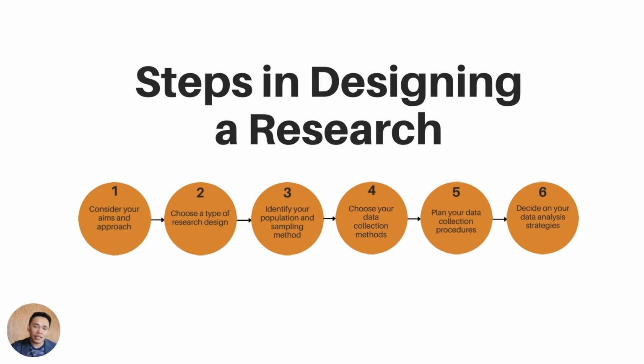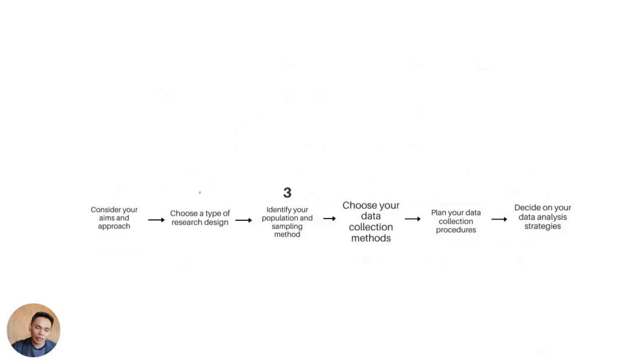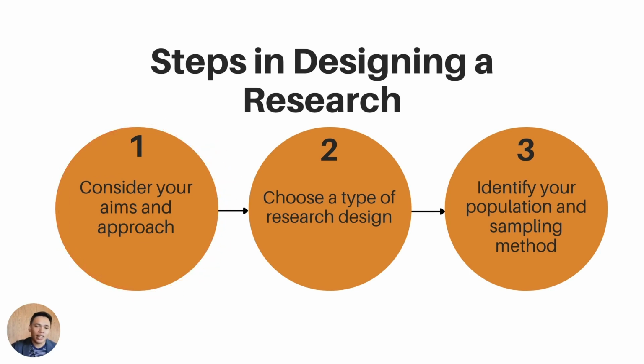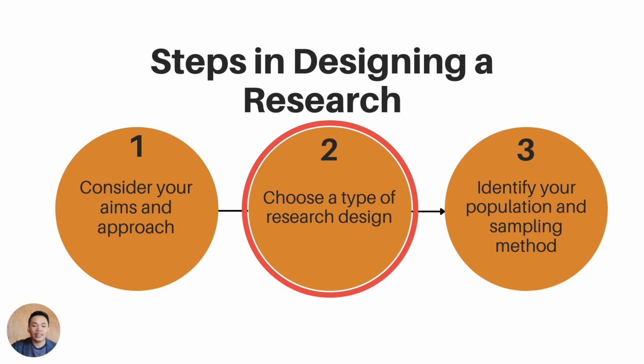But how do we design good research? The following are the steps in designing research. The first step is you have to consider your aims and approach. The second one is you have to choose a type of research design. Within both qualitative and quantitative approaches, there are several types of research design to choose from. Each type provides a framework for the overall shape of your research, and this is where our discussion will focus on. But before that, let's continue the process or the steps.